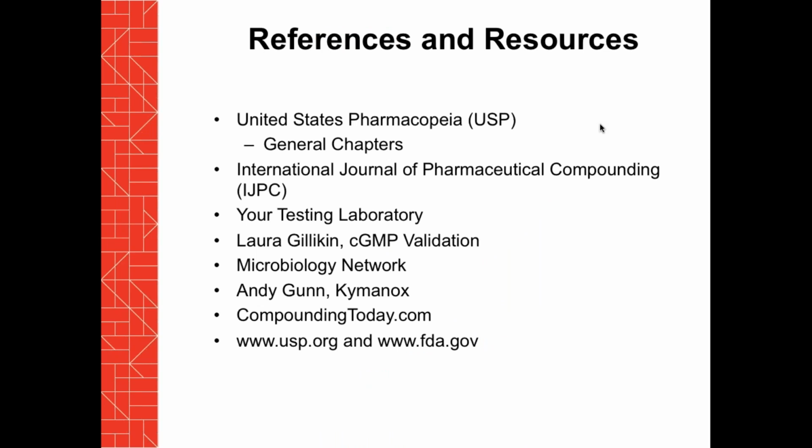Finally, we've given a few, but not all, references that are important and could serve as a good reference or resource for you. As we just discussed, there are the many chapters in USP, and good articles or journals published in various journals such as IJP, and your testing laboratory. There are many good laboratories out there, but whichever you choose, there are other good experts in the field, such as CGMP validation, Laura Gilligan.